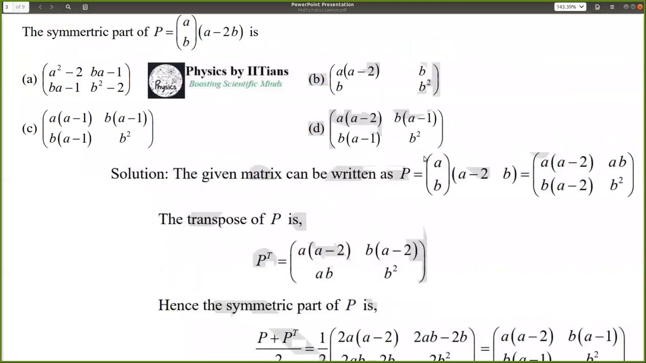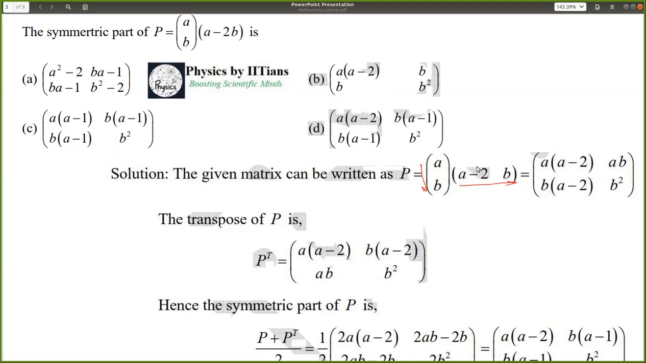So this is our second question. In this question, you have been asked to find the symmetric part of this matrix. The matrix is P equals A B, where A is a column matrix, A minus 2, and B is a row matrix. So you can just take a multiplication. You will multiply this row by this column.